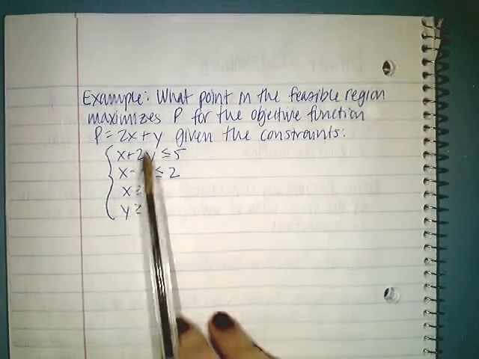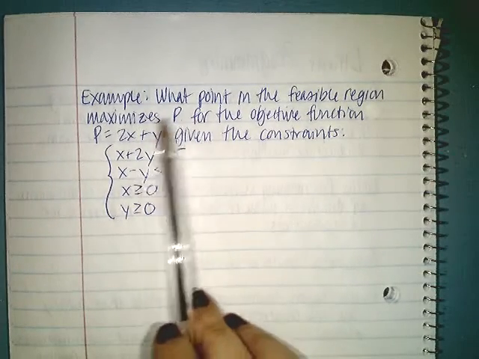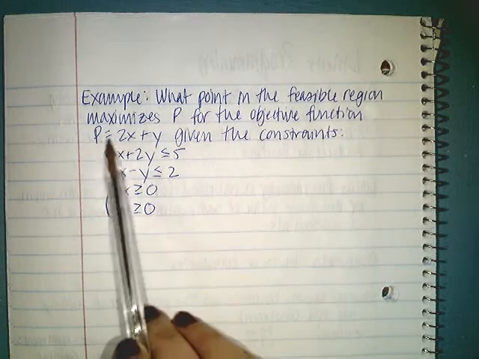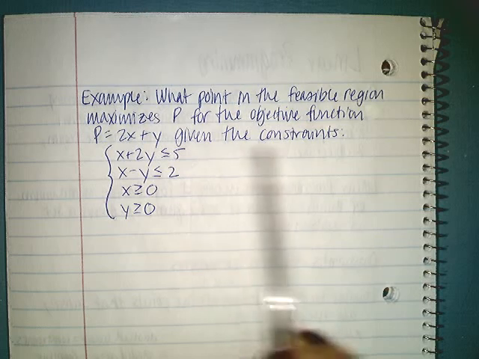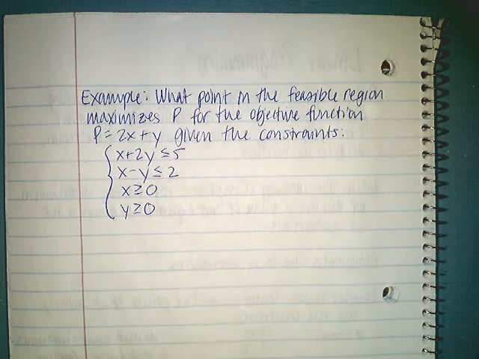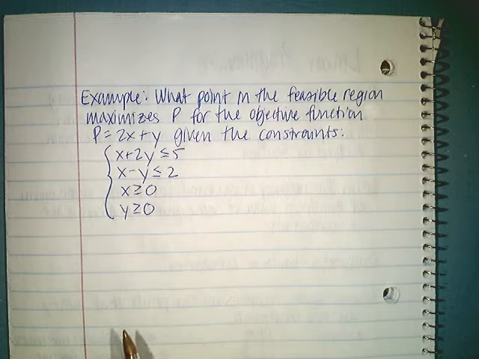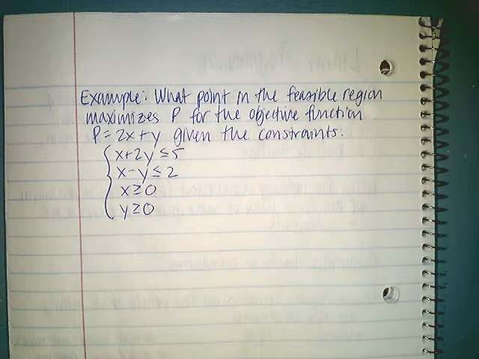So one example, or the example I'm going to start with, asks what point in the feasible region maximizes p for the objective function p equals 2x plus y, given the constraints x plus 2y is less than or equal to 5, x minus y is less than or equal to 2, x is greater than or equal to 0, and y is greater than or equal to 0.